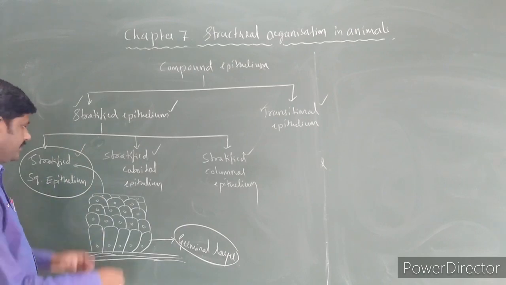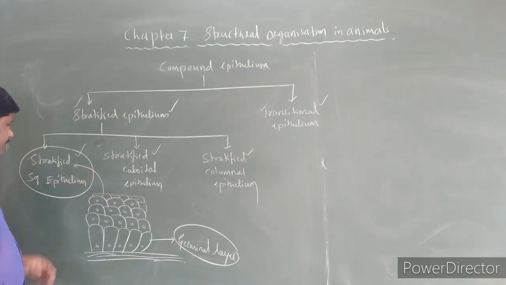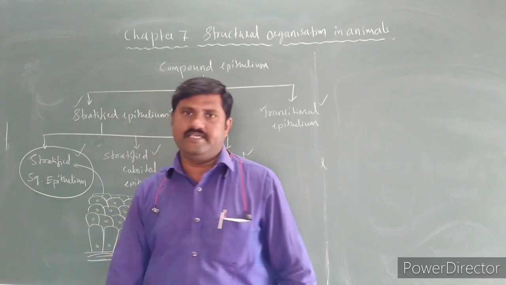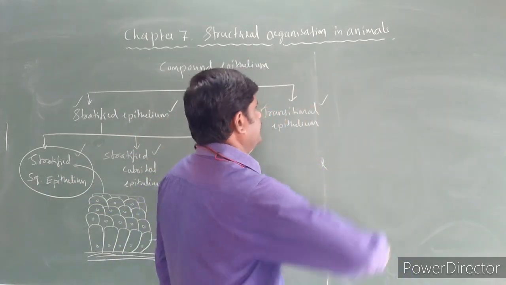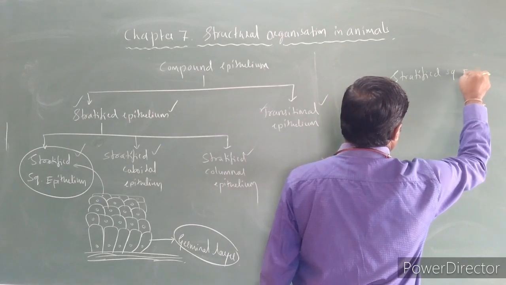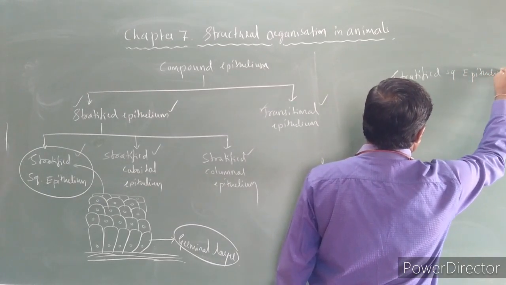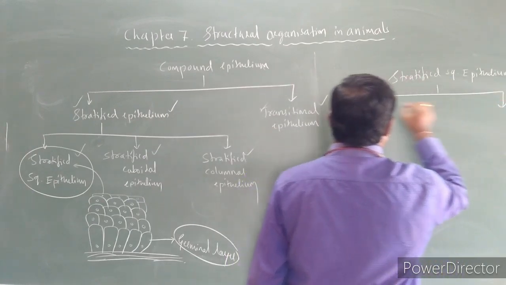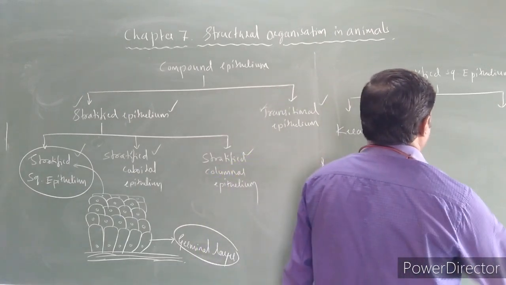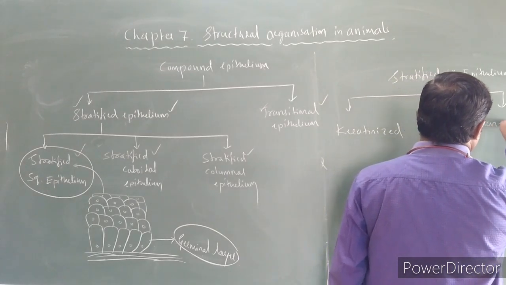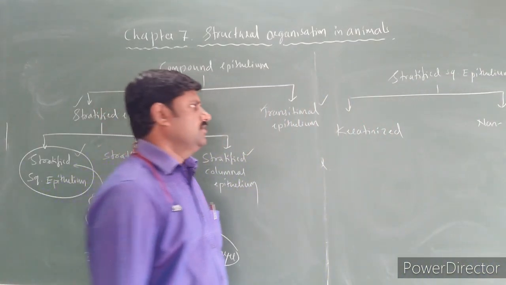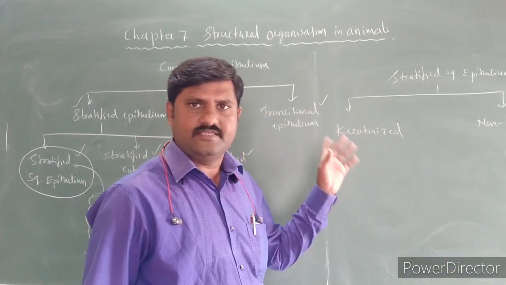I shall discuss this stratified squamous epithelium here because it has a unique nature. What is the unique nature of stratified squamous epithelium? This squamous epithelium itself is of different types. One is called keratinized squamous epithelium and the other is non-keratinized. What is the difference between these two? Keratinized as well as non-keratinized.